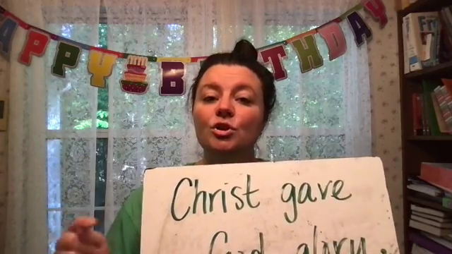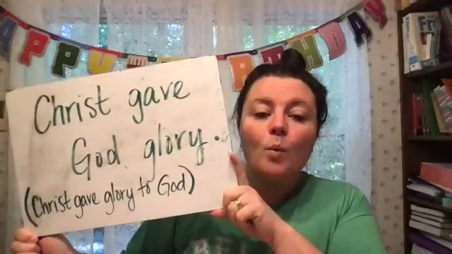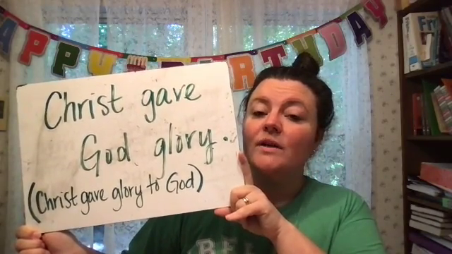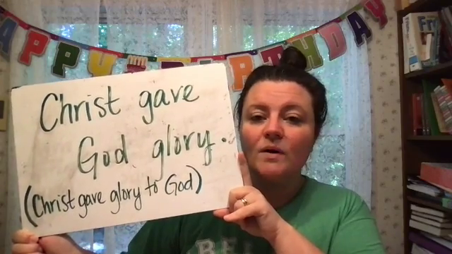So Christ gave God glory. There's our direct object. And then the question we ask for the indirect object is to whom or for whom the direct object is given. So, to whom did Christ give glory? Christ gave God glory, okay? God is our indirect object. We can also translate this Latin sentence, Christus gloriam Deo dedit, as Christ gave glory to God. In English, either one of these is appropriate.